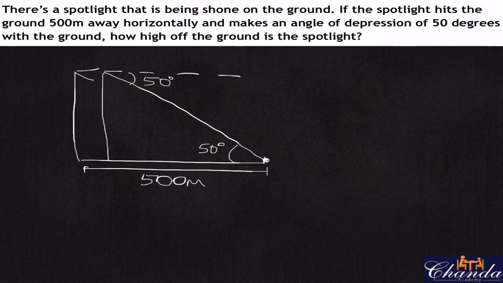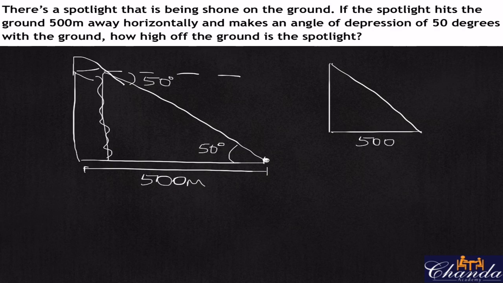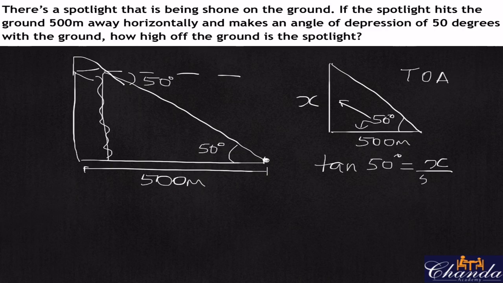So to make it a little bit more accurate, let's ignore that part there. If I was to just draw this out a little bit more neatly, I would have a triangle with a 500-meter base, an angle of 50 degrees, and then we have to figure out the height. So once again, we can tell that it is opposite and adjacent. So we are looking at TOA again. So we have tan of 50 degrees, which is equal to x over 500.